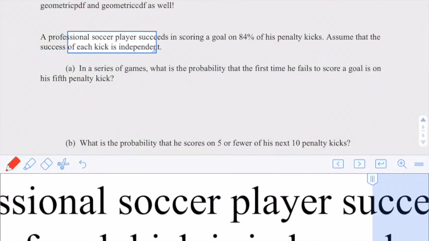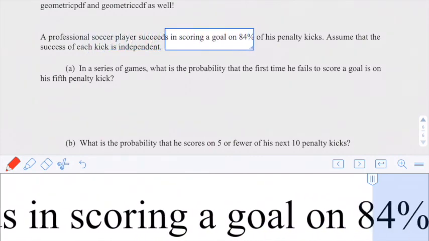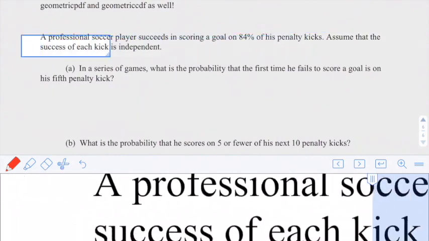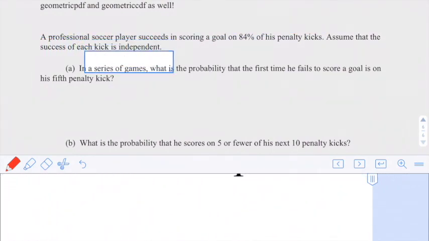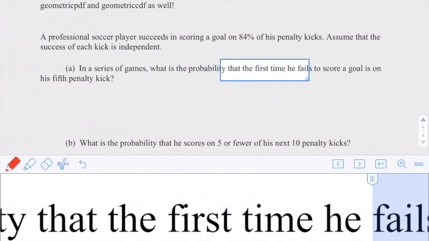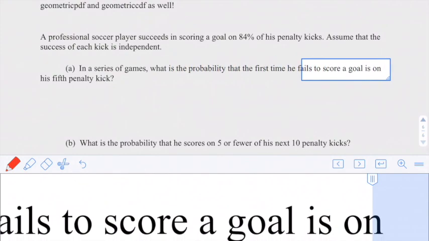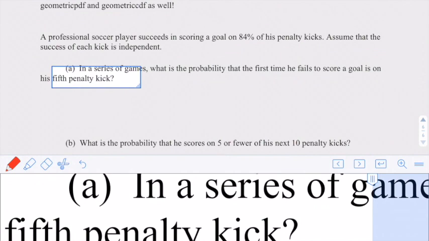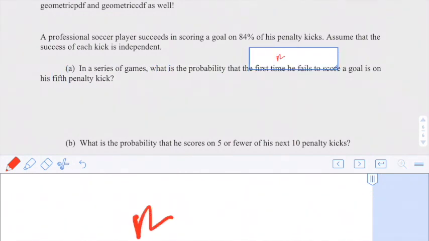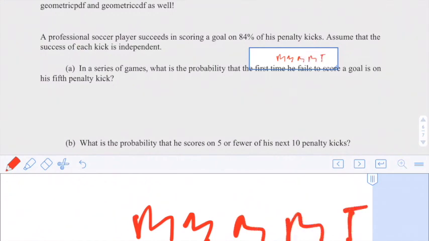A professional soccer player succeeds in scoring a goal on 84% of his penalty kicks. Assume that the success of each kick is independent. In a series of games, what is the probability that the first time he fails to score a goal is on his 5th penalty kick? So that means he makes, and then misses. I'm going to call that a failure.